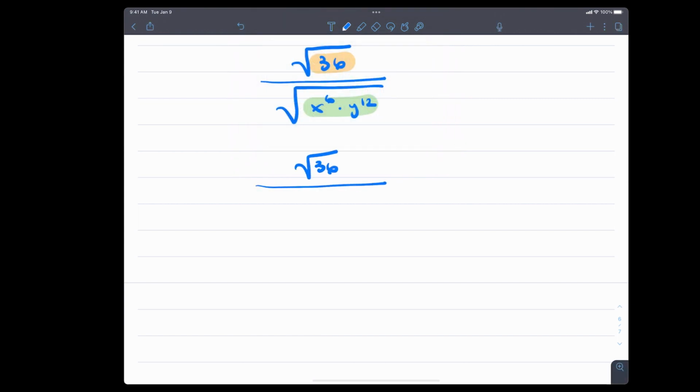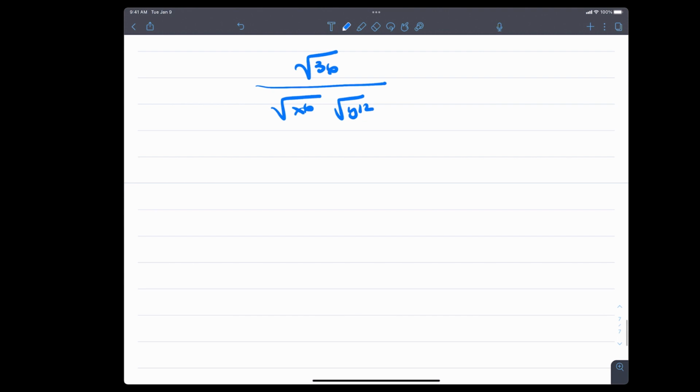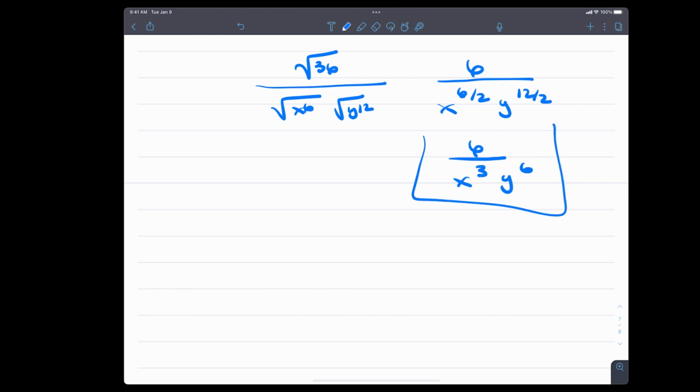Yes, good. This is the product rule down here. Do them what? Separately. So they're all separate, all these perfect squares. And then I could tell you, I know the square root of 36 is 6. x to the 6 divided by 2, 12 divided by 2. This is 6 over x to the, what's 6 over 2? 3. And what's 12 divided by 2? And ladies and gentlemen, there it is.